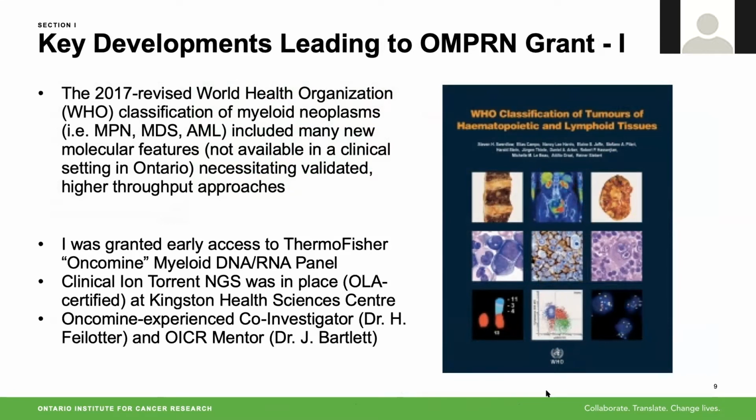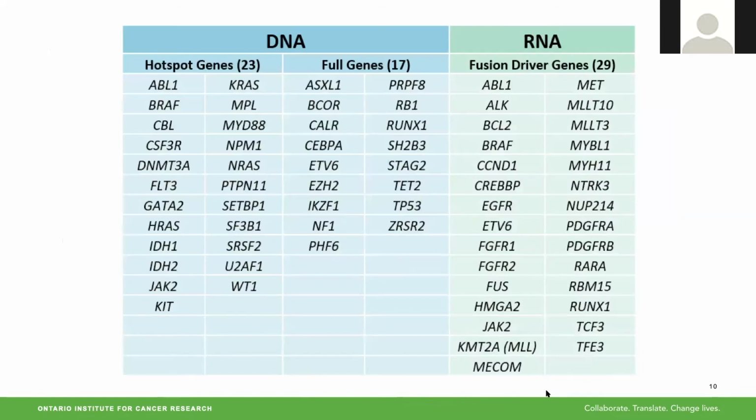Because of our success with the AmpliSeq, we were granted early access to a combined DNA RNA panel from Thermo Fisher. We already had NGS and Ion Torrent in a certified setting in our Health Sciences Center. And with the OICR grant and mentorship of Dr. Bartlett and a co-investigator, we were poised to apply this. Here is the panel that covers 40 genes, either hotspots where that's important or full genes. So for example, TET2, you can have mutations that are inactivating, occurring throughout. And 29 fusion drivers that covers around 700 possible RNA fusions that occur from chromosomal translocations or inversions, for example.